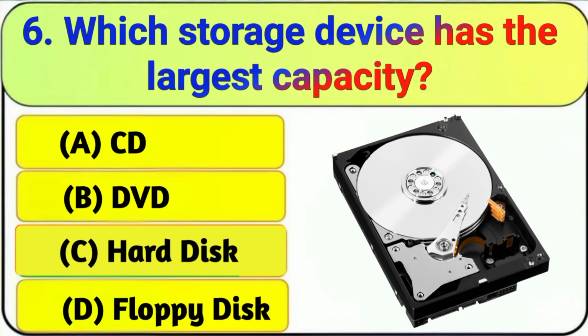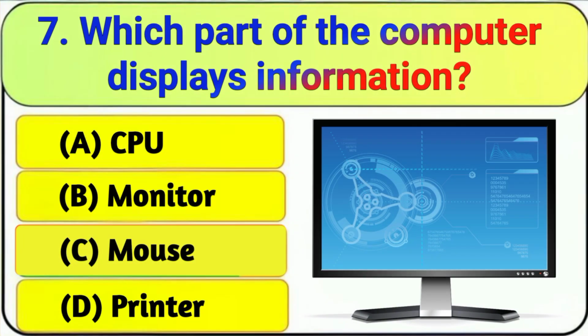Question number 6. Which storage device has the largest capacity? A. CD. B. DVD. C. Hard disk. D. Floppy disk. Your right answer is C. Hard disk.